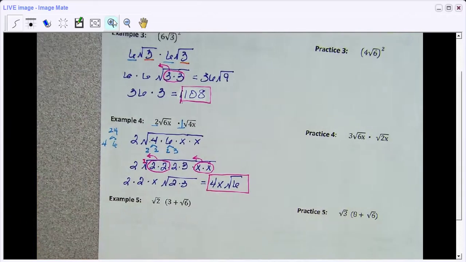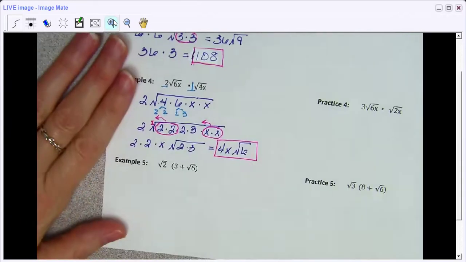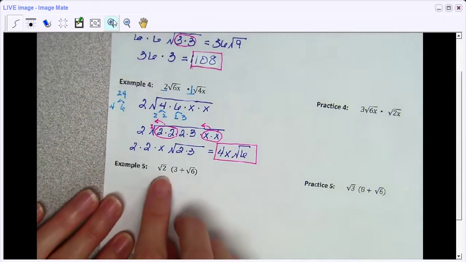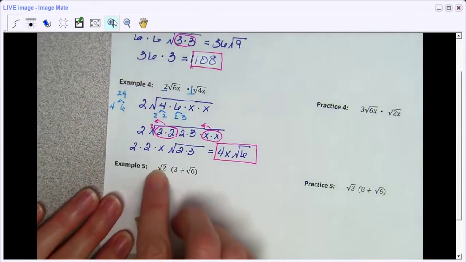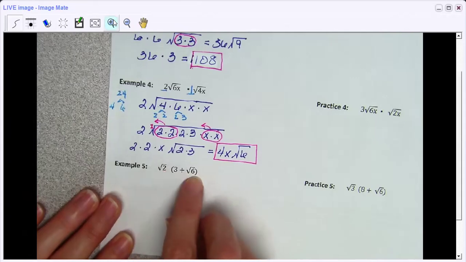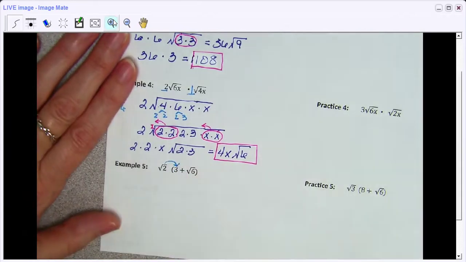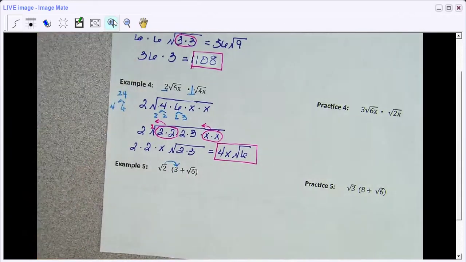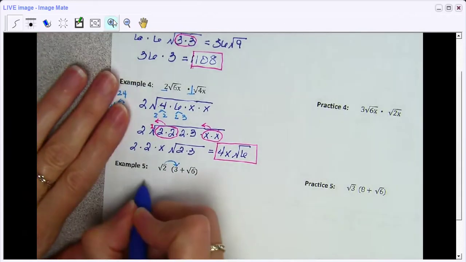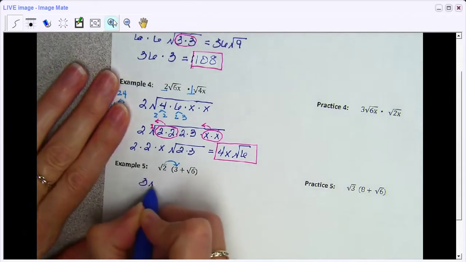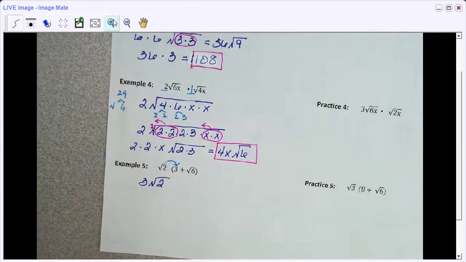All right. Now we're going to go to the last one. On this one, we're actually distributing. We're going to distribute the square root of 2 times 3 and the square root of 2 times the square root of 6. So the square root of 2 times 3. 3 is a whole number. It is not a radical. So it's written as 3 square root of 2.